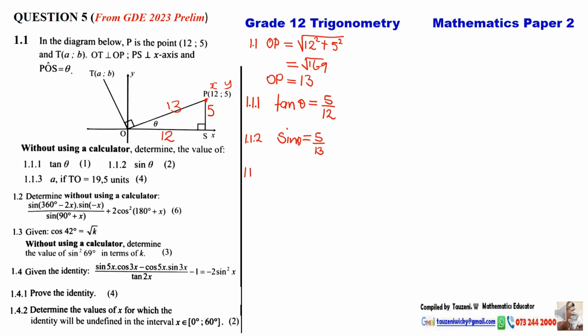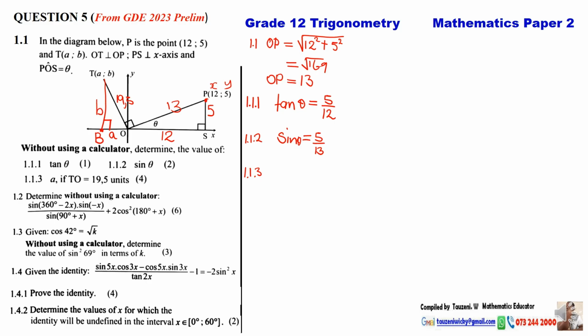Number 1.1.3, now this one needs a little bit of thinking. I'm told that the line TO is equal to 19.5. So 19.5 in place of TO. Then connect point T to the x-axis to produce a right-angled triangle. Let's say the right-angled triangle is TOB. I'm just putting a label there for convenience. From the coordinates of point T, line OB is equal to a, line TB is equal to b.